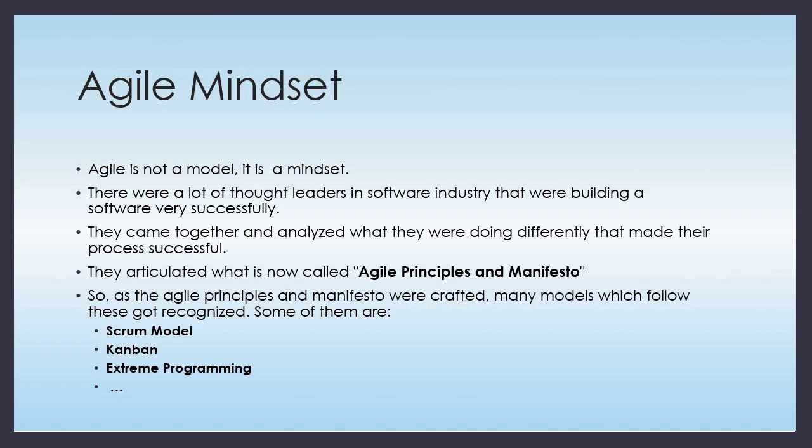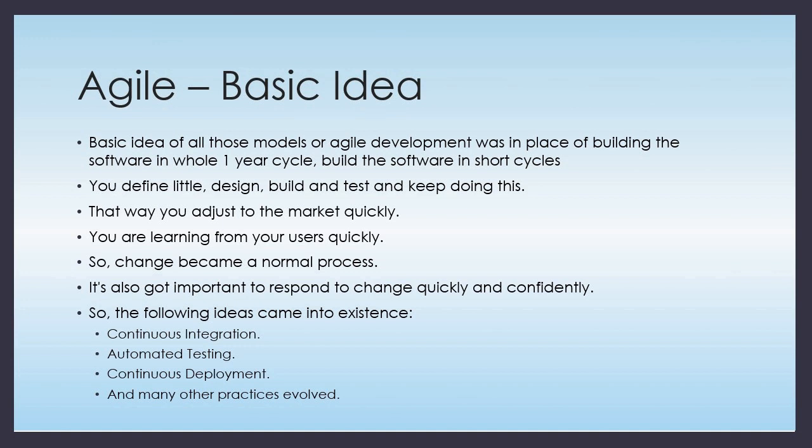As the Agile Principles and Manifesto were crafted, many models which followed these got recognized. Some of them are the Scrum model, Kanban, and Extreme Programming, also known as XP. These are not the only three models, but there are many models which include a combination of them and which are independent of these models. The basic idea of all the models of agile development was, in place of building the whole software in a one-year cycle, build the software in short cycles.